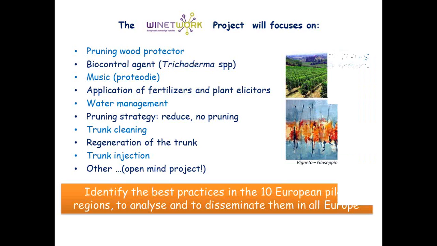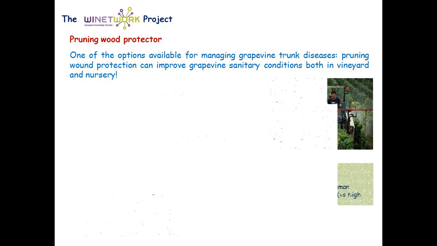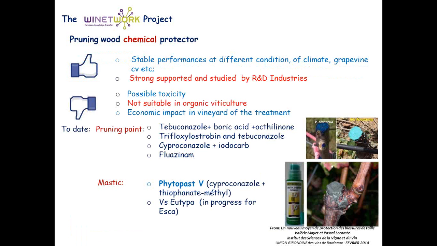For instance, we can talk about pruning wound protectors, because one of the most interesting topics will be the analysis of data related to wound protection. To date, both biocontrol agents and chemicals are being tested for this purpose. Relating to chemical protectors, of course, they have both positive and negative aspects. Chemicals, for instance, have strong support from the research industries and show stable performance in different situations, but are not suitable for organic viticulture and may have an impact on the environment.